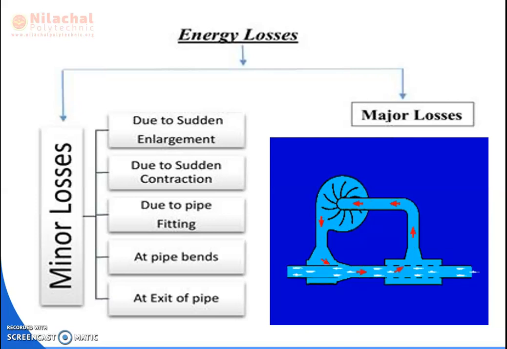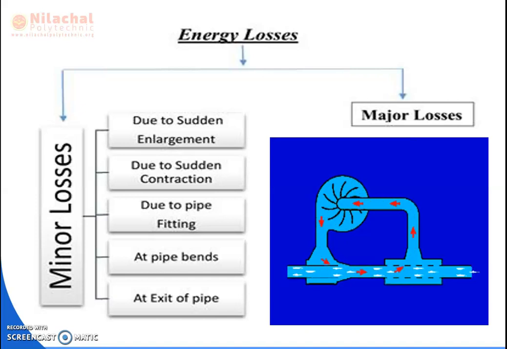Similarly, the minor losses in the pipe are due to sudden enlargement of the pipe, sudden contraction of the pipe, pipe fittings, pipe bends, and the exit of the pipe. As shown in the figure, there are different cross sections of pipe, and in this middle part the velocity is more, but at the enlarged part the velocity is less. So due to sudden enlargement of the pipe, a kinetic energy loss takes place.